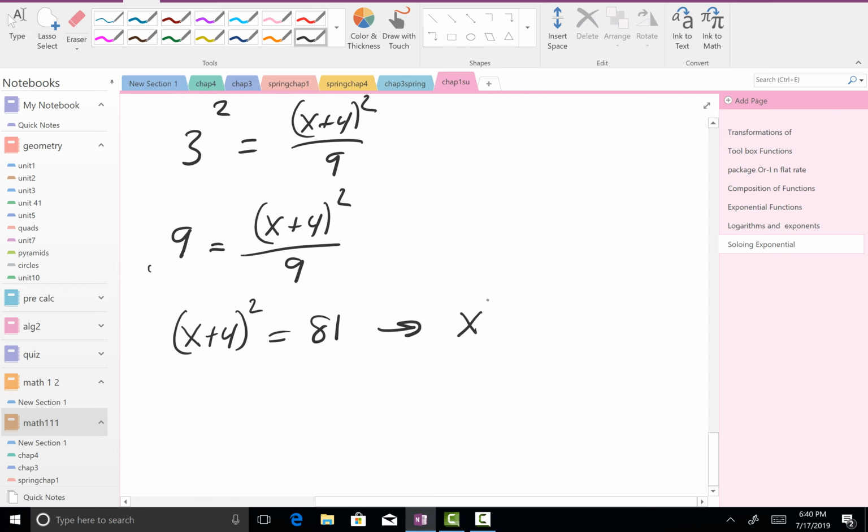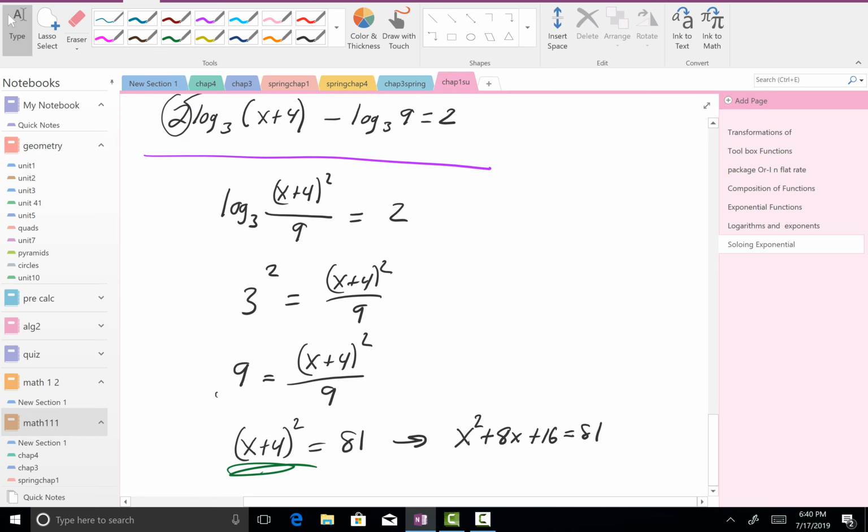So we just go x squared, 8x, 16 equals 81. So we just FOILed this out. Okay. Yeah. What happened? Can I go up? Yeah, go up to the first equation.